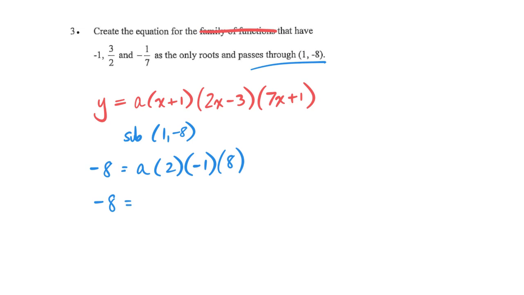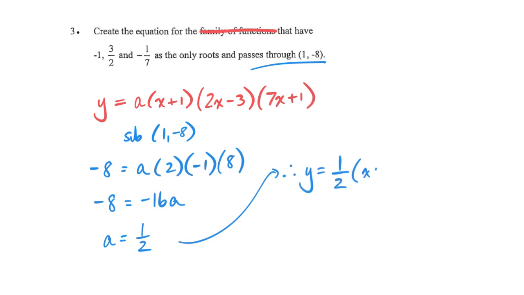On the right side, I should have a -16a. Now for me to divide out, I need to divide out a -16. Well, a negative divided by a negative is positive, and 8 divided by 16 is 1/2. I'm hoping we matched up, and therefore the only thing left to do is write in my stretch factor with those factors, and there is the equation that now passes through 1, -8.